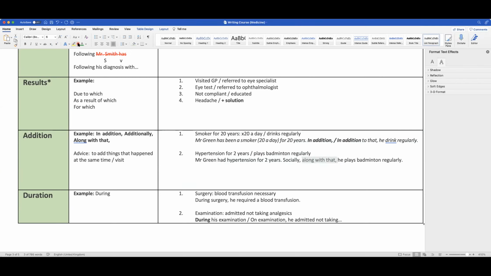Together, something to do together. You could say together with that. But again, it's not related to the hypertension, is it? So it sounds strange. Maybe he was advised to take a healthy diet and, in addition, to play badminton regularly. You could say lots of things.